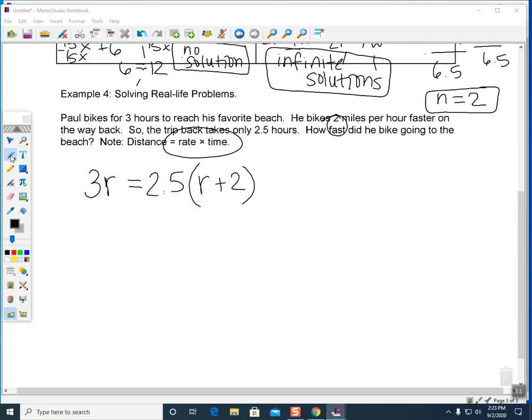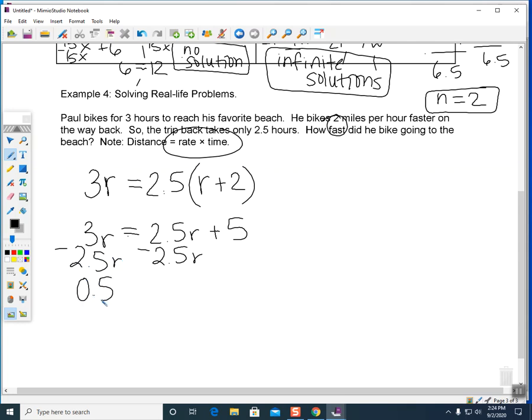Now, I'm going to keep my 3r, and I'm going to distribute. So 2.5 times r is 2.5r. 2.5 times 2 is 5. I'm going to keep my plus sign. Now I need to combine my r's. So subtract 2.5r from both sides. And I'm left with 1/2 r equals 5. My last step then is I need to divide both sides by 1/2.